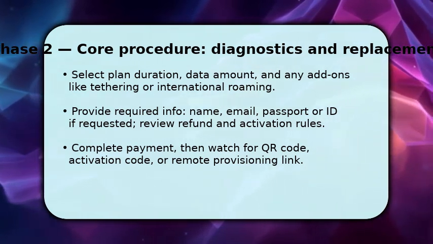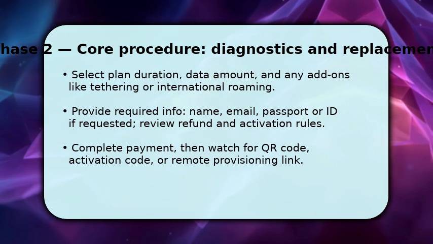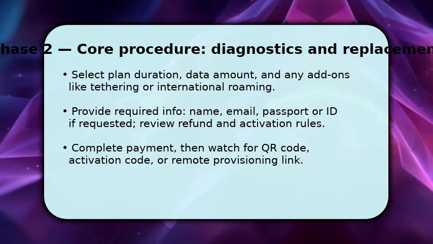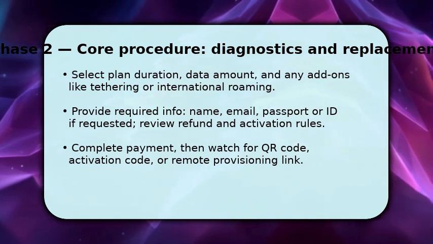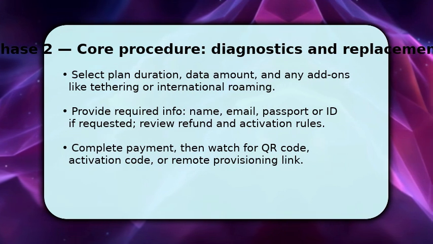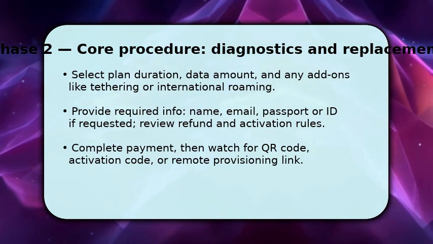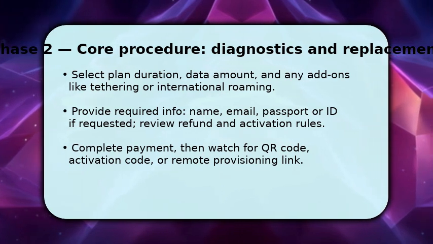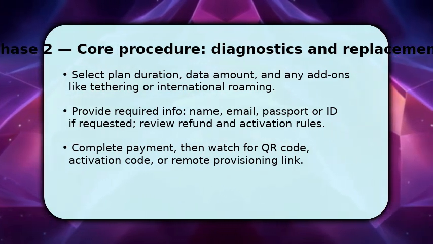After payment, the provider usually delivers a QR code, activation code, or automatic remote provisioning link via email. Keep that message open. Make sure to follow on-screen timing instructions because some activation codes expire. If using a carrier app, allow it to install the eSIM profile directly.